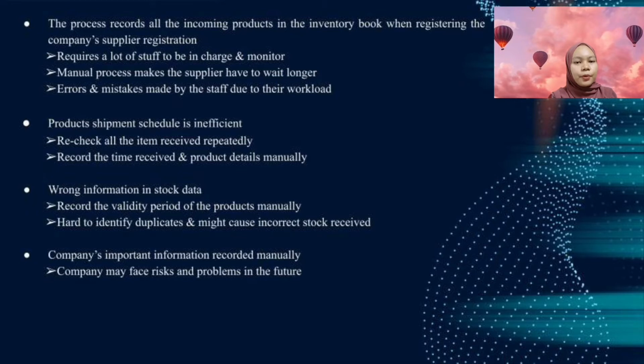Lastly, the company's important information is recorded manually. This situation will put the company at risk and cause problems in the future. For example, the recorded files will be corrupted if any disaster happens, such as a flash flood.